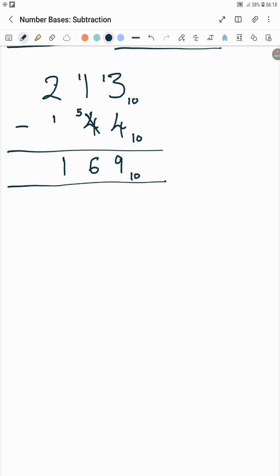So when you are in base 10, every time you borrow, you're going to add 10, the value of the base. Which means when we are in any other base that is not base 10, whenever you borrow, you're going to add the value of the base. So for example, I'm just going to use the same number 213, but in base 5, minus 44 base 5.